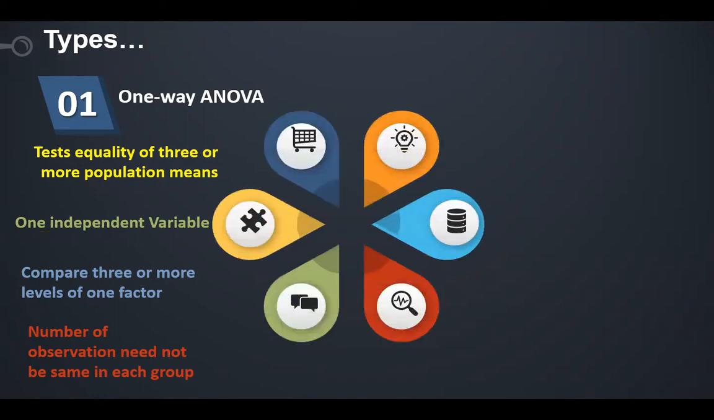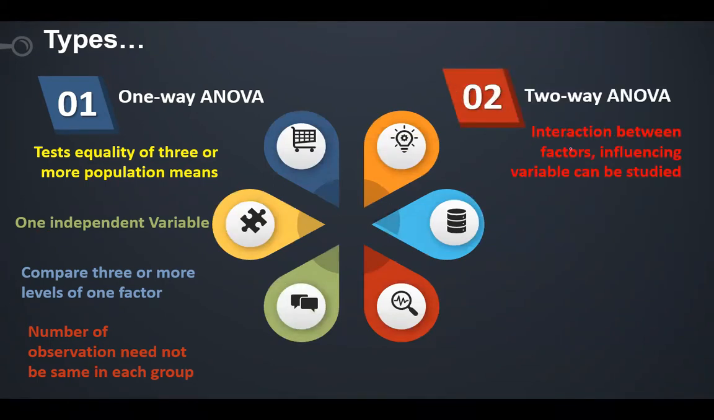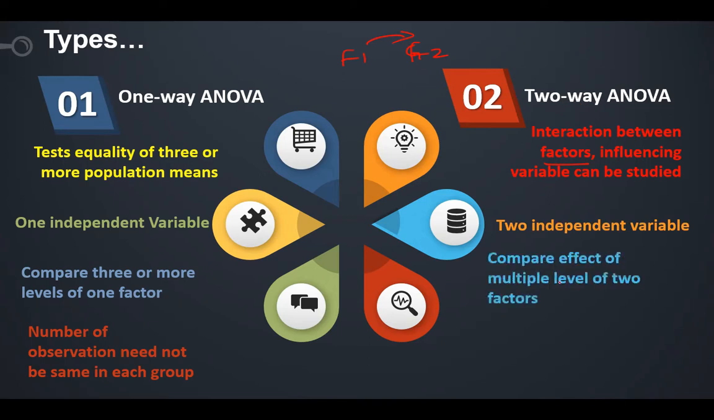The next one is called two-way ANOVA. Here, we look at the interaction between factors. We'll be having two factors, and the interaction between two factors influencing a variable can be studied using two-way ANOVA. For example, factor 1 is there, factor 2 is there. Which factor is influencing the outcome? We can find out using two-way ANOVA. Here we'll be having two independent variables. Anyway, we'll be doing two-way ANOVA in a separate video. Here we'll be comparing the effect of multiple levels of two factors.